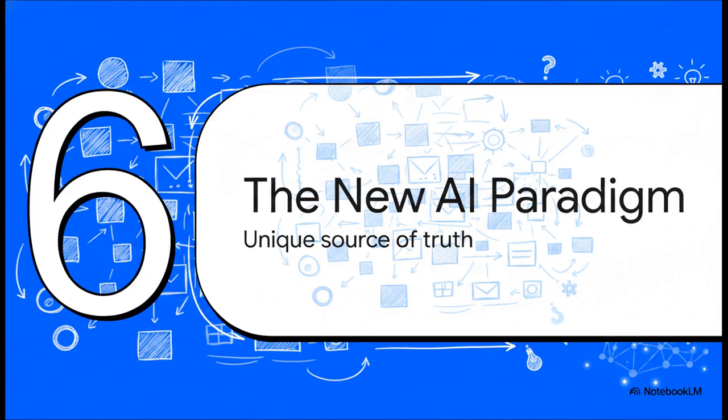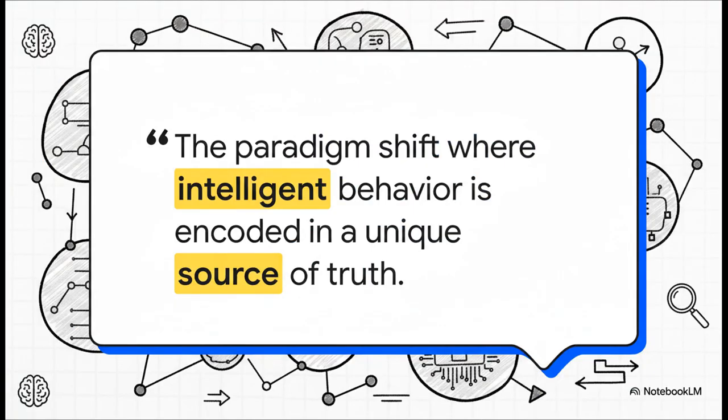Which brings us to our final section, the new AI paradigm. We are officially moving away from isolated databases built for single, rigid purposes. The literature captures this perfectly, calling it the paradigm shift where intelligent behavior is encoded in a unique source of truth. Knowledge graphs are no longer just some niche academic topic. They are the literal connective tissue required for modern enterprise intelligence.